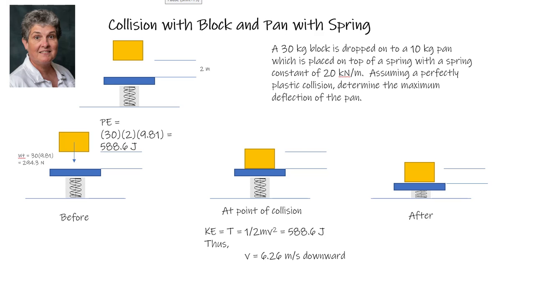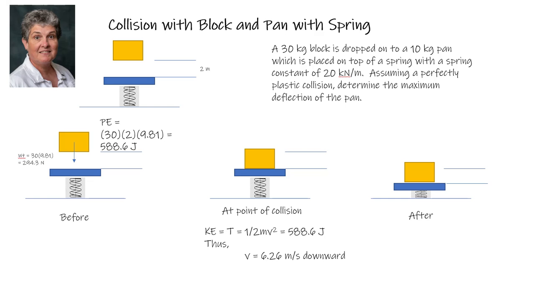This time we're going to do something a little different. Remember, we do have forces associated with springs. So we're going to take a block and drop it onto a pan that's on top of a spring. We're going to start with a 30 kilogram block and drop it onto a 10 kilogram pan.